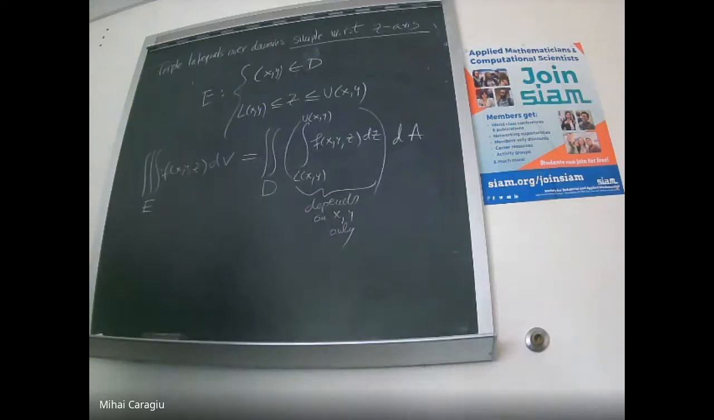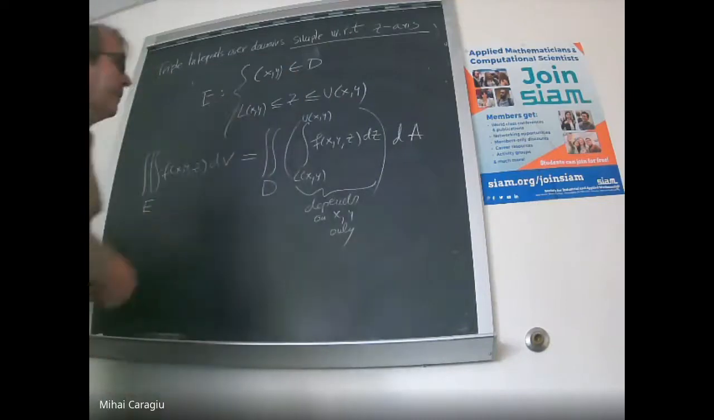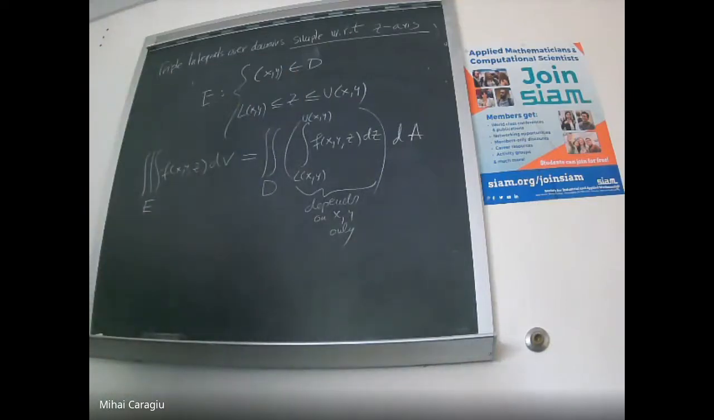So the idea is the process of reduction. Instead of calculating the triple integral, we reduce the calculation of the triple integral to a double integral by first integrating with respect to z. Okay, so that's the general principle, and let's start with an example.